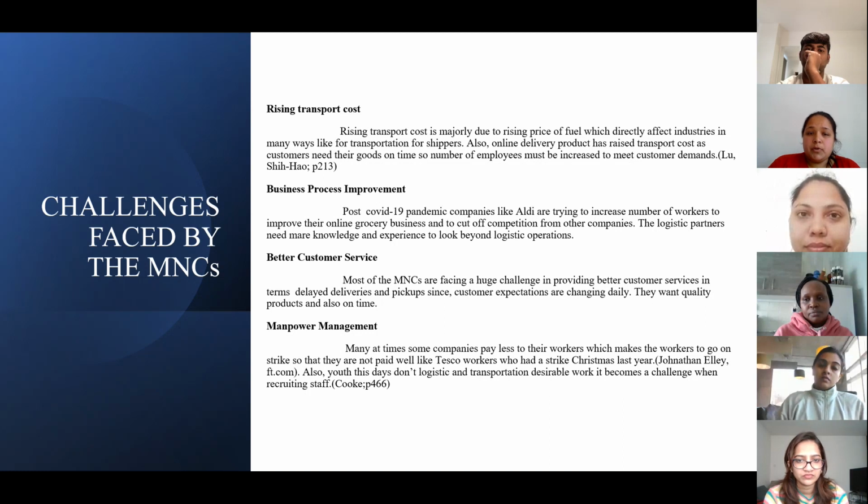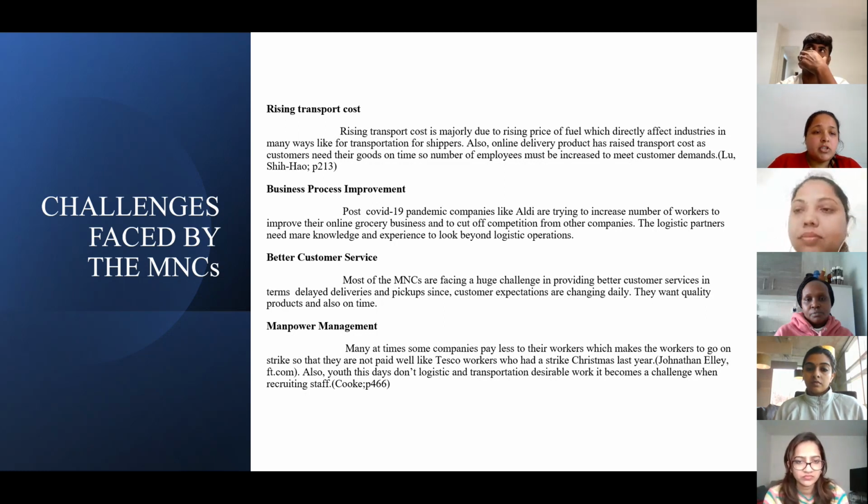Also, the delivery of products is done by the delivery boys or the employees who are working in the company, so they also need to be paid, and they require more payment for the work they are doing. So that is also a barrier to the companies because they have to invest more money.